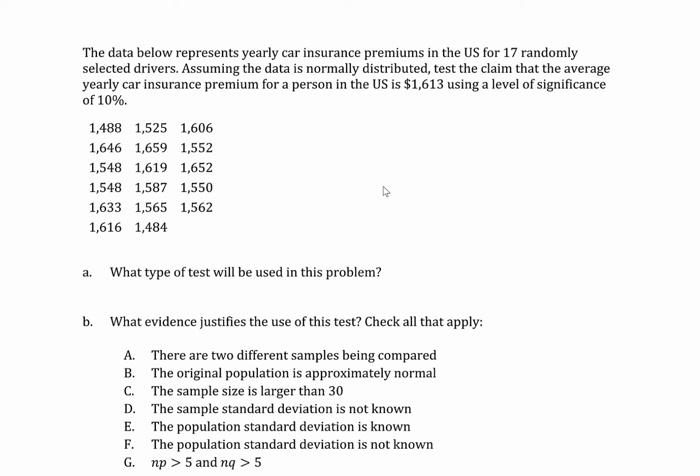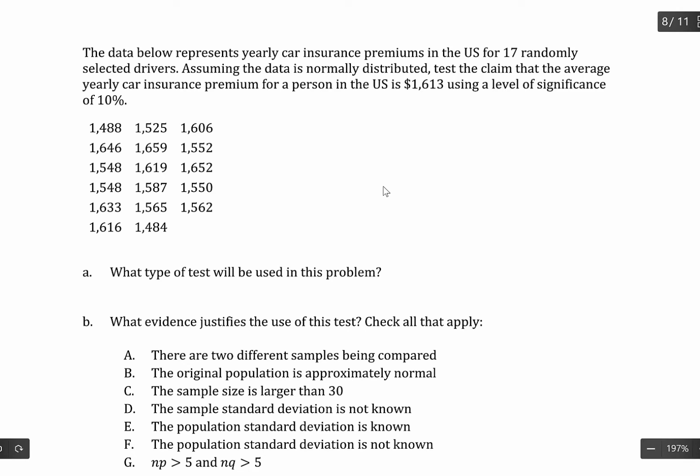The data below represents yearly car insurance premiums in the U.S. for 17 randomly selected drivers. Assuming the data is normally distributed, test the claim that the average yearly car insurance premium for a person in the U.S. is $1,613 using a level of significance of 10%.